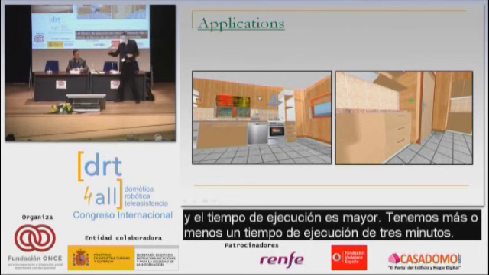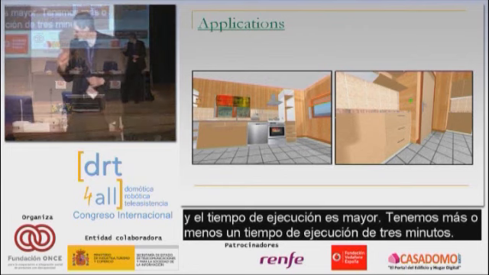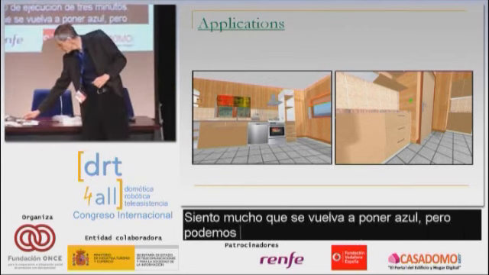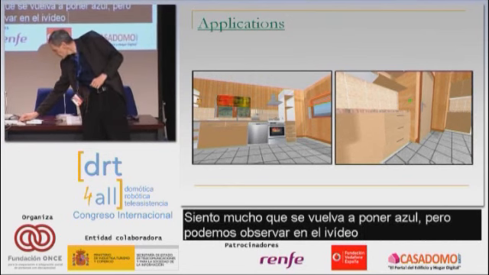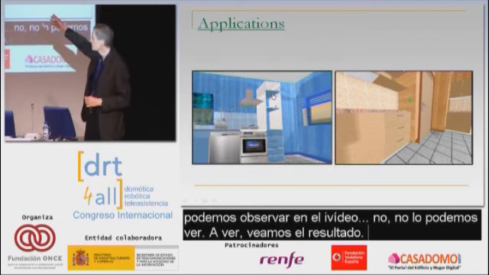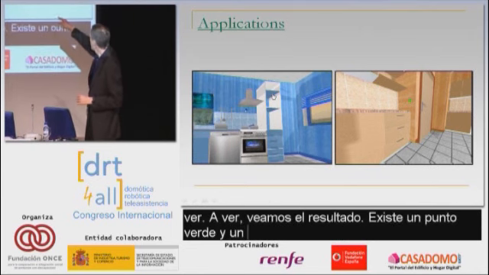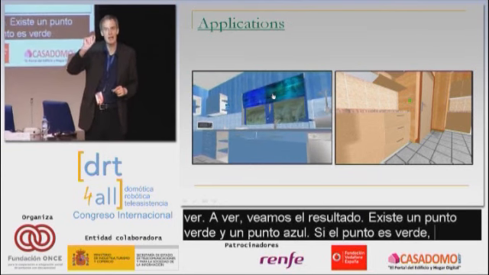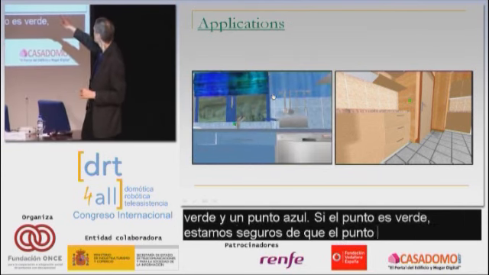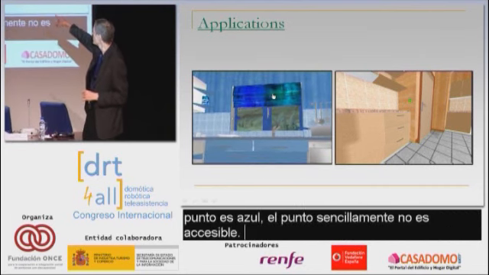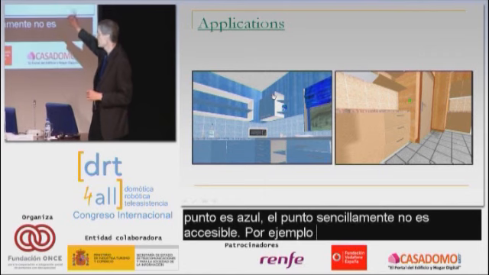I'm sorry, it is turning blue, but you can see on the video... No, you don't see the result. Yes, there is a green point and a blue point, but in reality it's red. If the point is green, we are sure the point is accessible. If it is blue, the point is not accessible. For example, the tap here is accessible, the window is not accessible, the box is not accessible.